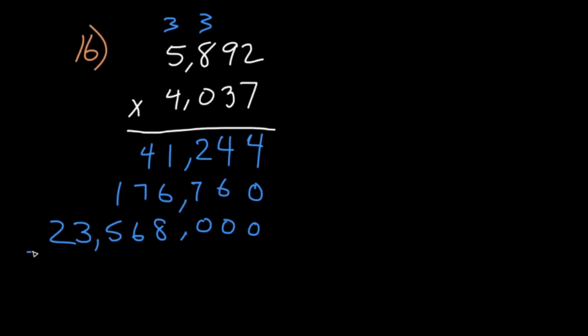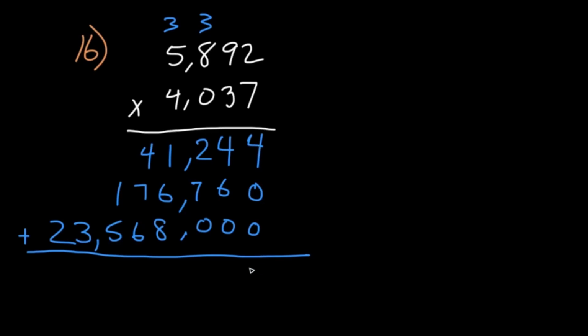So now we're going to add all of these partial products together to find the total. So see how I have these place value columns aligned? If they were off, then we might add the wrong numbers together. So let's add these together.